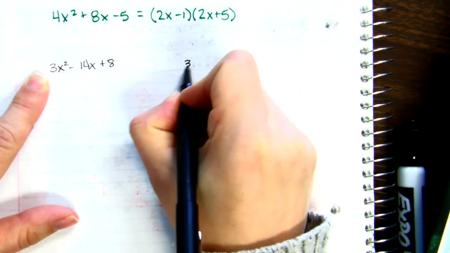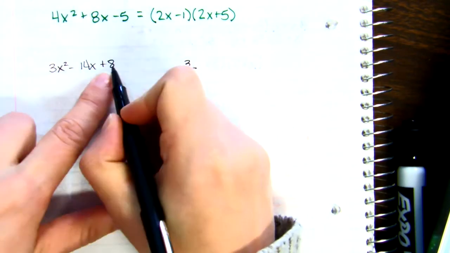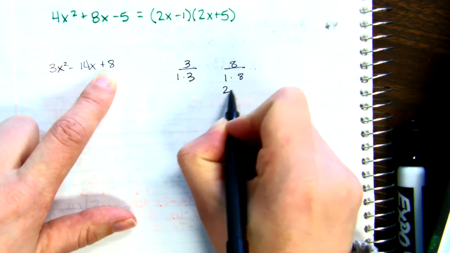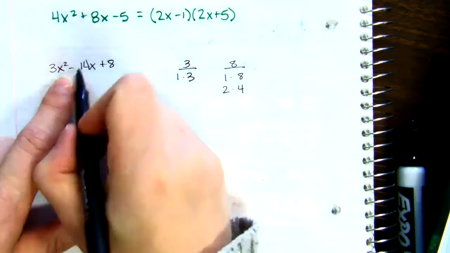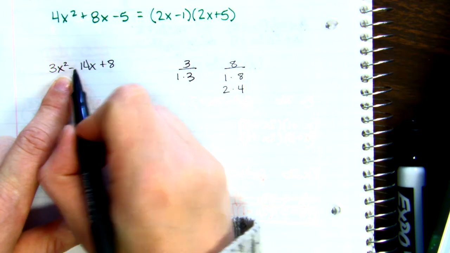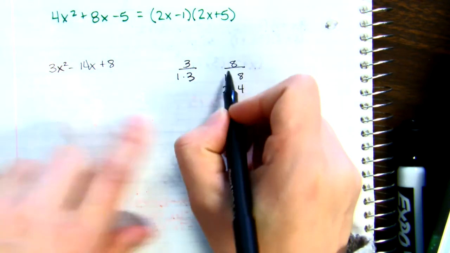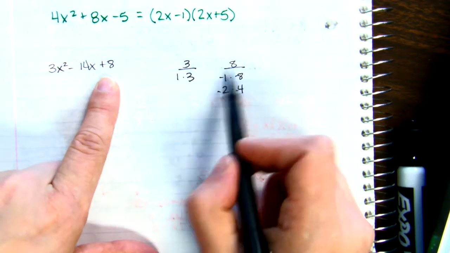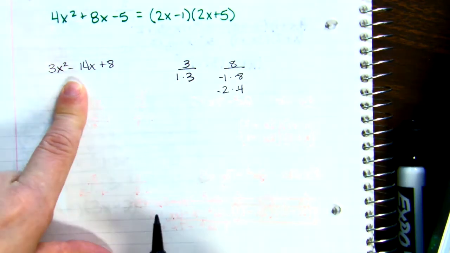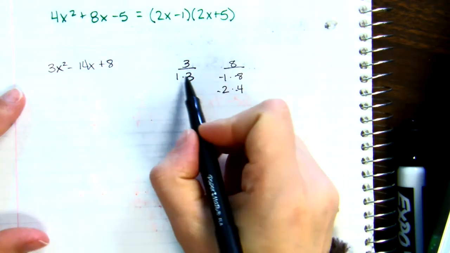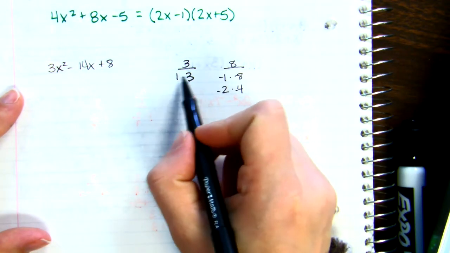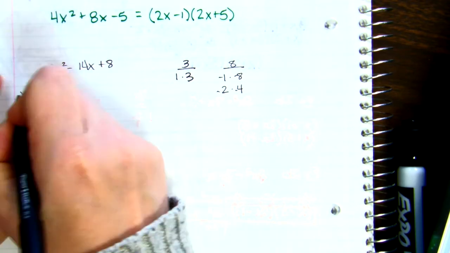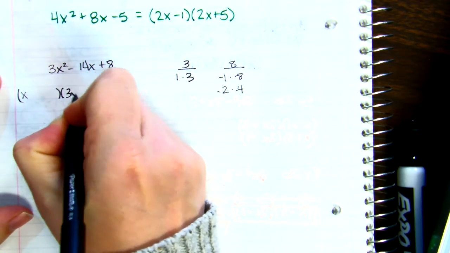So the factors of 3 are 1 and 3. The factors of 8 are 1 and 8, or 2 and 4. Now you'll see my middle term is negative though. My last term is positive. So these all have to be negative to get a positive last term and a negative middle term. So I know that the coefficients on my x are always going to be 1 or 3. So it'll be an x and a 3x, like this.